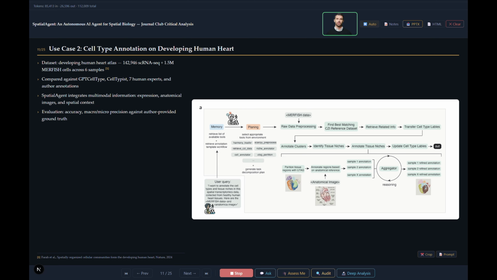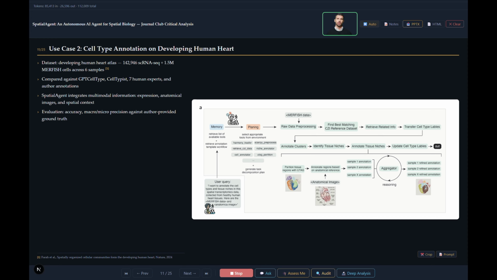Use Case 2 tackles cell type and tissue niche annotation on a complex developing human heart dataset. This is a more challenging task than the DLPFC because developing heart tissue contains diverse cell types along continuums rather than discrete categories. The figure shows the workflow and comparison across methods. SpatialAgent integrates multimodal information, MERFISH expression data, plus anatomical reference images, which gives it an edge over gene-only approaches like GPT cell type and CellTypist.